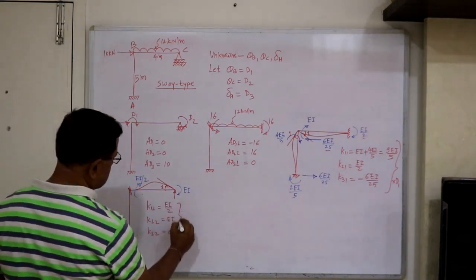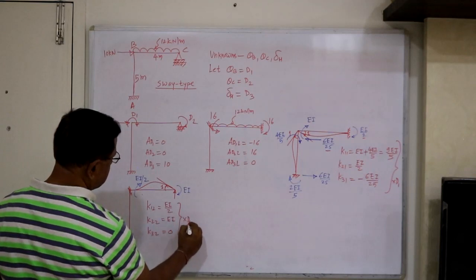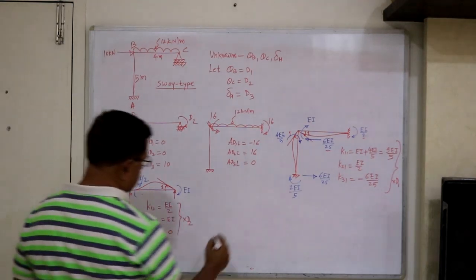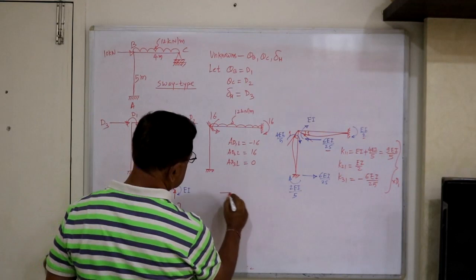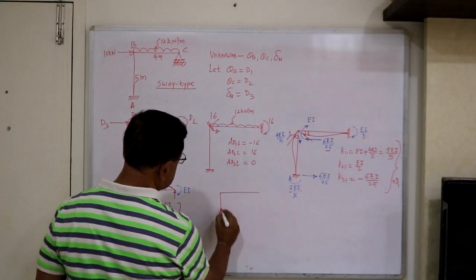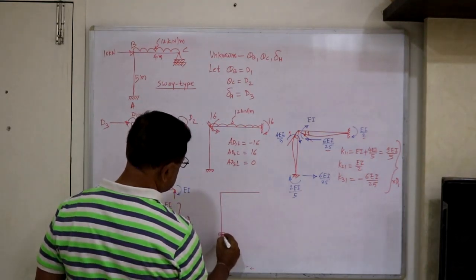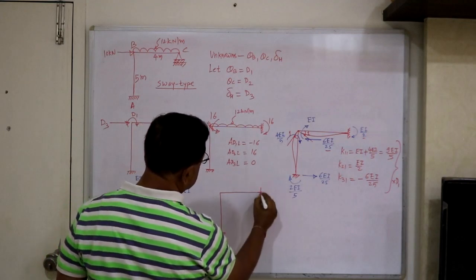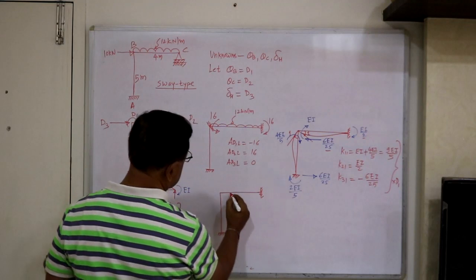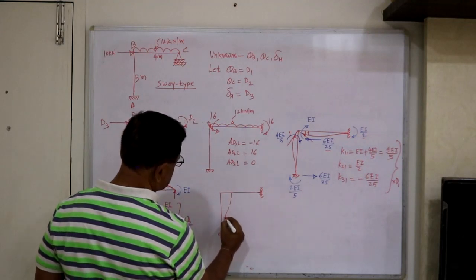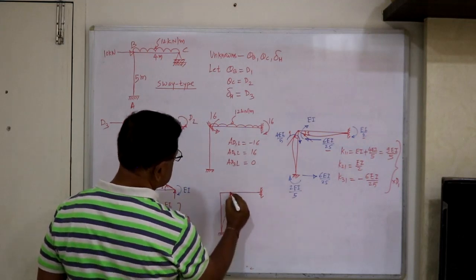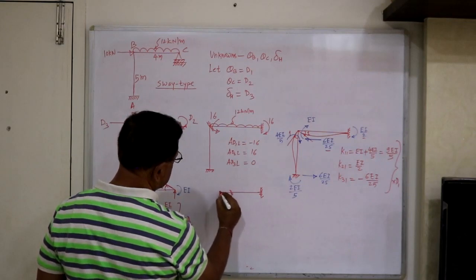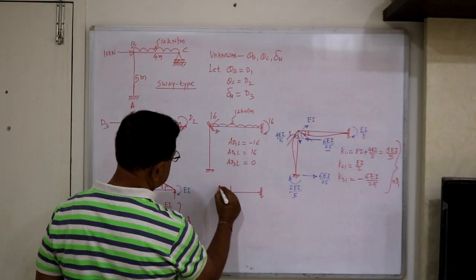So this is to be multiplied by D2. And the last, let's give unit deformation in the direction of D3 now. So we are going to keep this as fixed, remember. So here the horizontal sway is to be given. And this horizontal sway, see, this is fixed, remember. So we have given the sway only, and this is 1 unit.